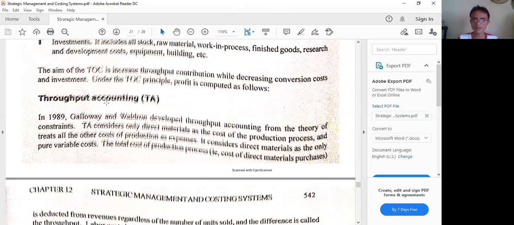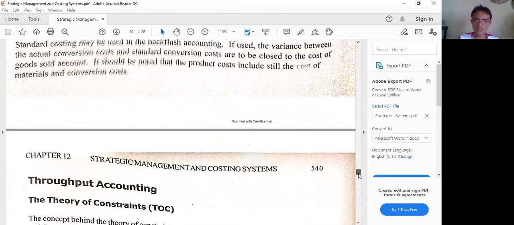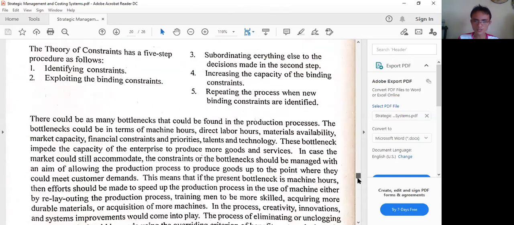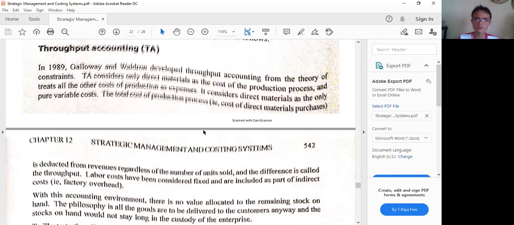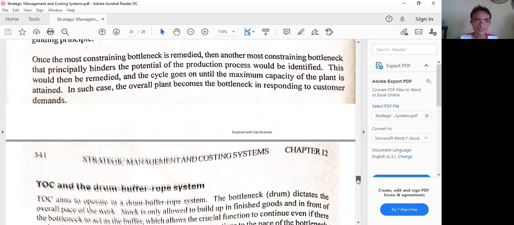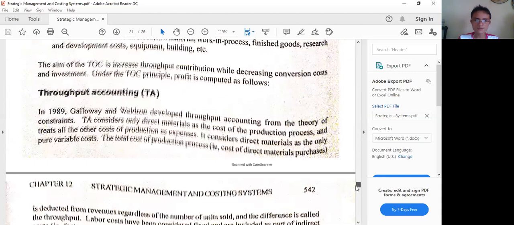That was a while ago. Can we go back to that part? Throughput accounting, the first item is theory of constraints. Just like that, it is the overall umbrella for throughput. The first is theory of constraints, followed by throughput accounting. This was developed in 1989, from the year, what? 1986. So just 3 years, developed by Galloway and Waldron from the theory of constraints.